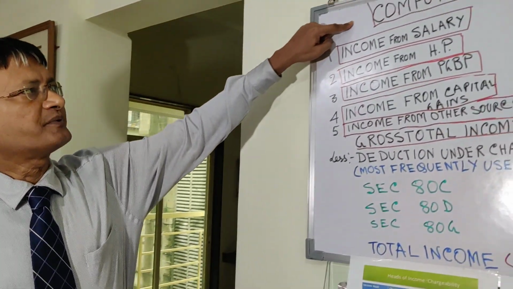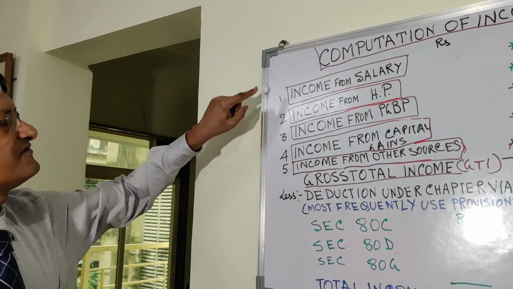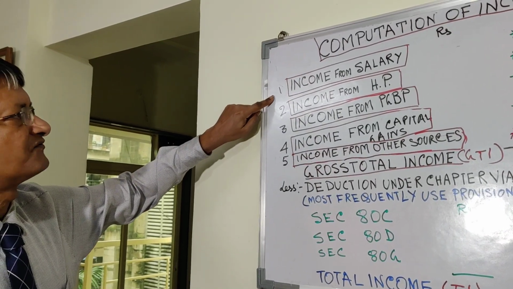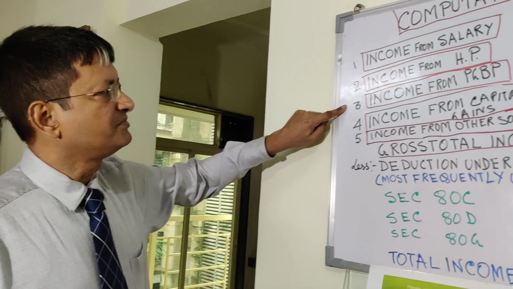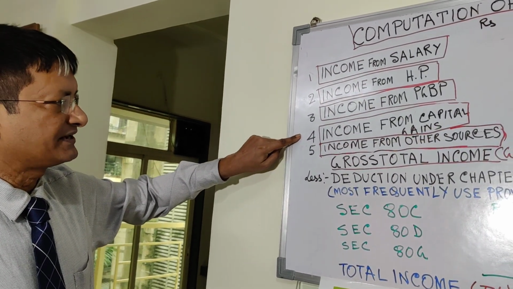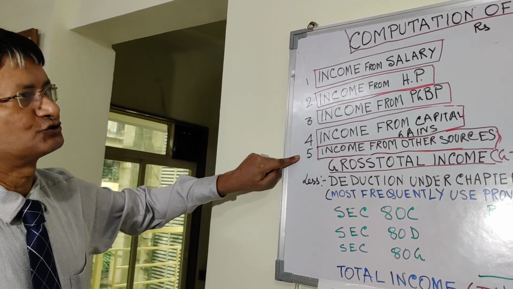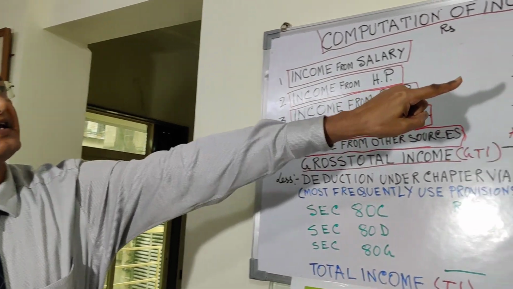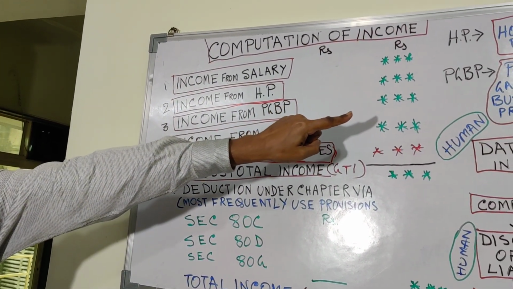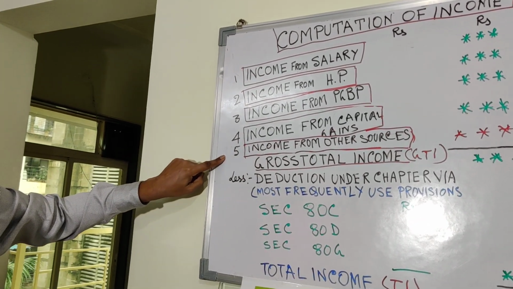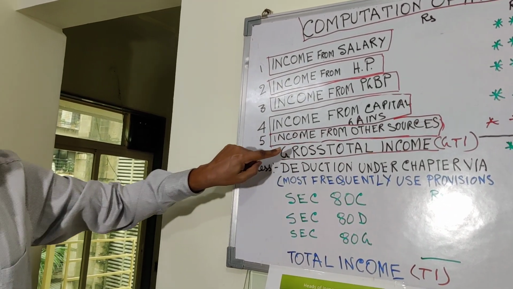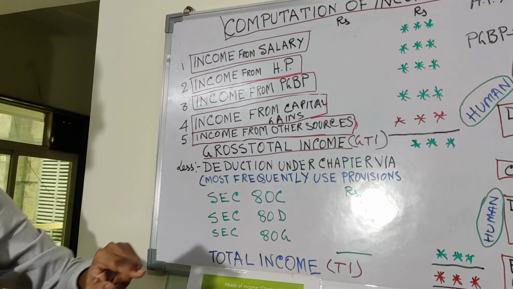In computation of income, we know we have the 5 heads of income. That is income from salary, income from house property, income from PGBP, income from capital gains, income from other sources. PGBP is basically your profits and gains from business and profession. So when we add these 5 heads of income, we will get the gross total income.